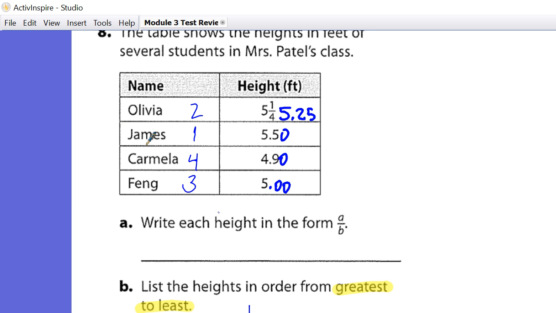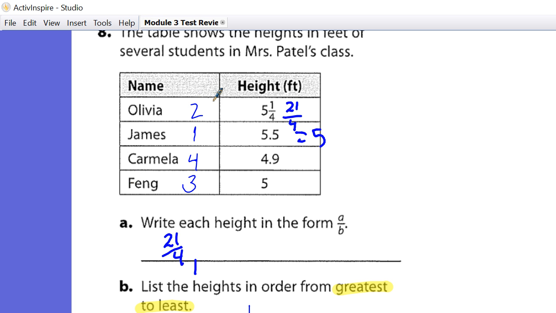Okay, so question A says write each height in the form of A over B. Almost want to make my space here to redo this. This is the one we've reviewed quite a few times, and the form of A over B means 5 times 4 is 20, plus 1 is 21, so this person is 21/4. I can actually just put that on the line, 21 over 4. It doesn't tell you to put it in any order.